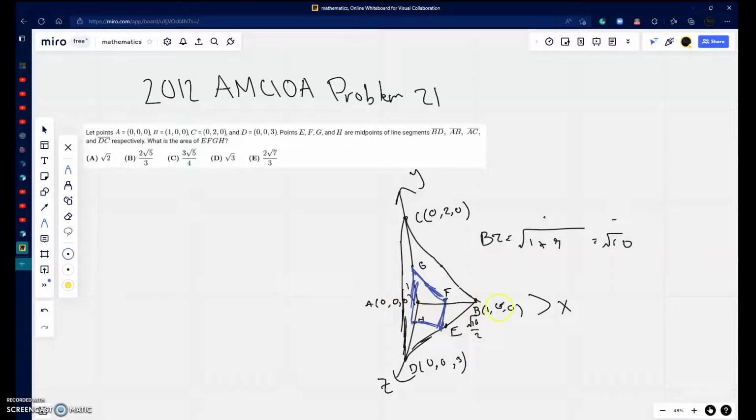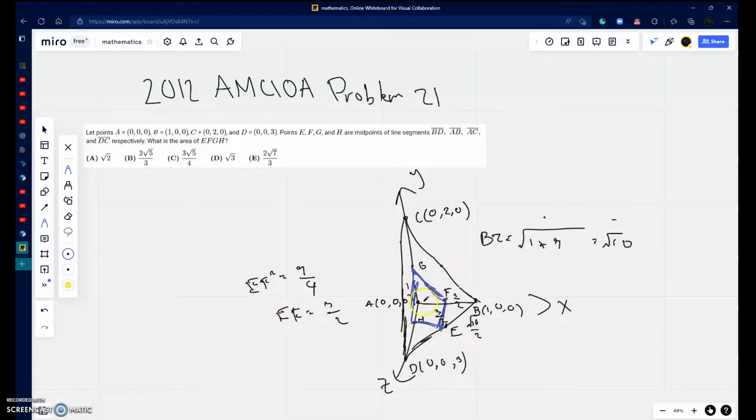And we know AB is a distance of 1, so this distance is 1/2. So EF squared by the Pythagorean theorem is root 10 over 2 squared, which is 10 over 4, minus 1/2 squared, which is 1 over 4, which gives 9 over 4. So we have EF squared is 9 over 4. So EF is 3 over 2.